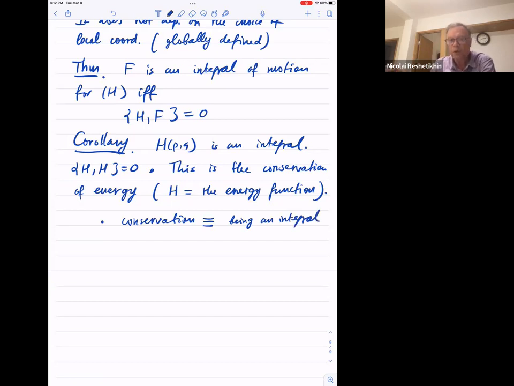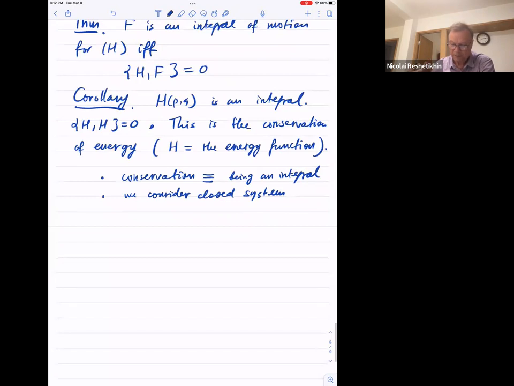This quantity is preserved along the trajectories. It's a closed system, so you consider a closed system. So if we say that this is the energy of a system that's isolated from the rest of the world, physically it sort of makes sense. Then the energy should remain intact.